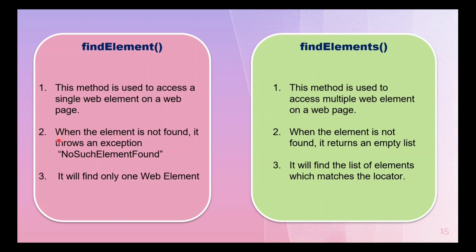Next, in find element, when the element is not found, it throws an exception. Whenever the element is not found in find element, it will throw an exception such as no such element found. Whereas in find elements, when the element is not found, it returns an empty list. Next, find element will find only one web element, whereas find elements will find the list of elements which match the same locator. Like if we have written A as a tag name and we find the number of A tags, it will return the list of elements, as I have shown in the program.